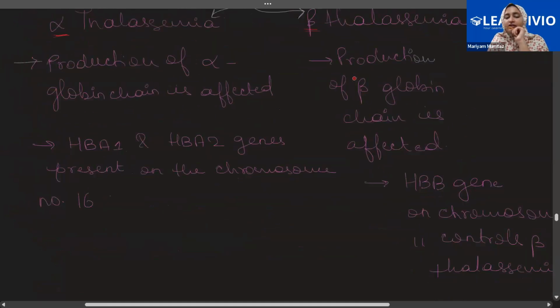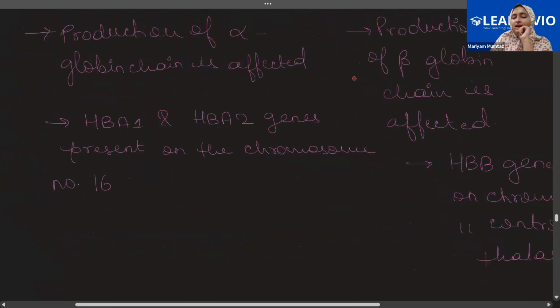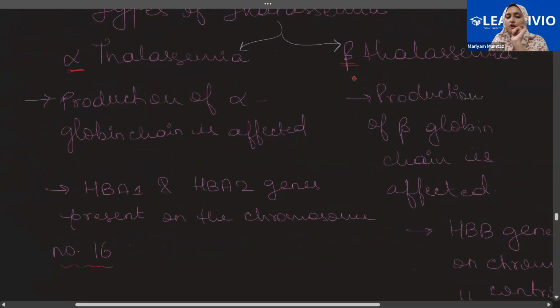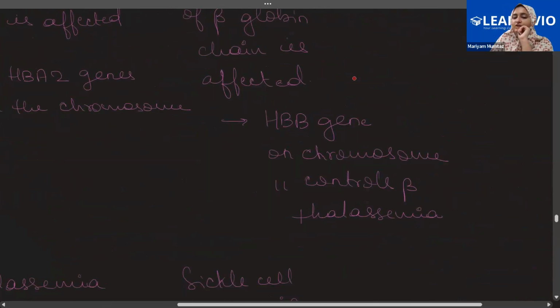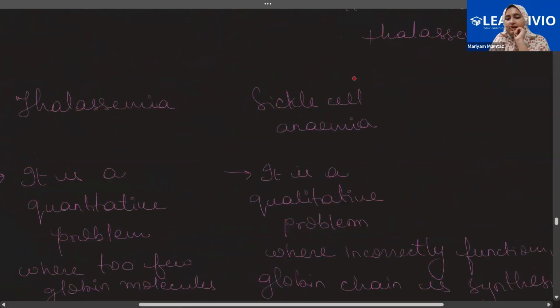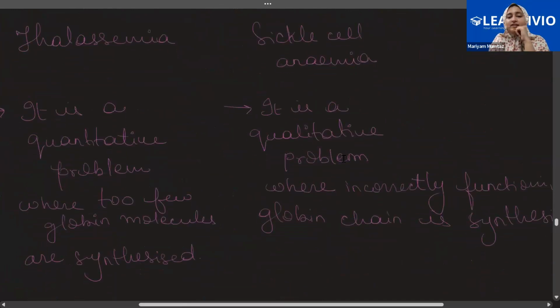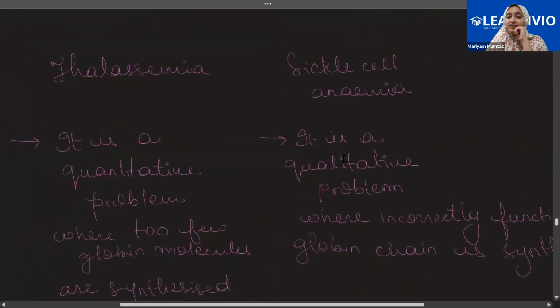Now remember here, the names of the genes are important. See, the HBA1 and HBA2 genes are present on chromosome number 16. They are responsible for the production of normal alpha hemoglobin. And then the HBB gene on chromosome 11 controls beta thalassemia. Any doubts up until now? No, ma'am. Okay.